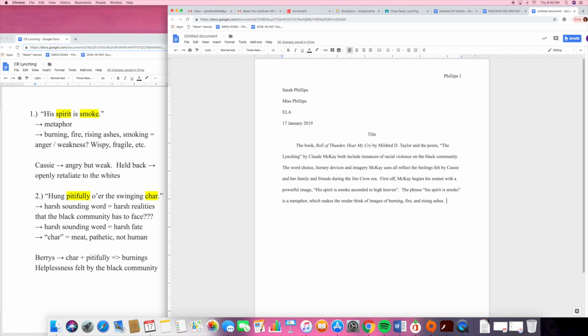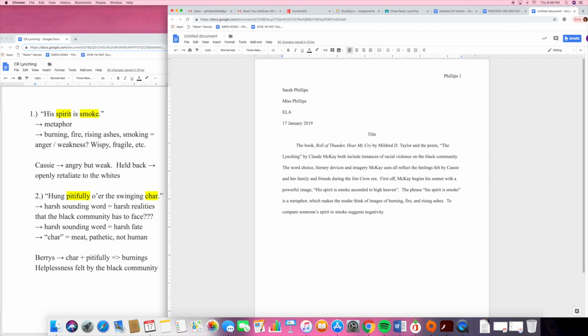Makes the reader think of images of burning, fire, and rising ashes. To compare someone's spirit to smoke suggests... oh gosh, okay. I can do this. It's only 9:45. You can do this. Okay. To compare someone's spirit to smoke suggests negativity. I don't really like this, but you know, hey, let's just finish the sentence for now.